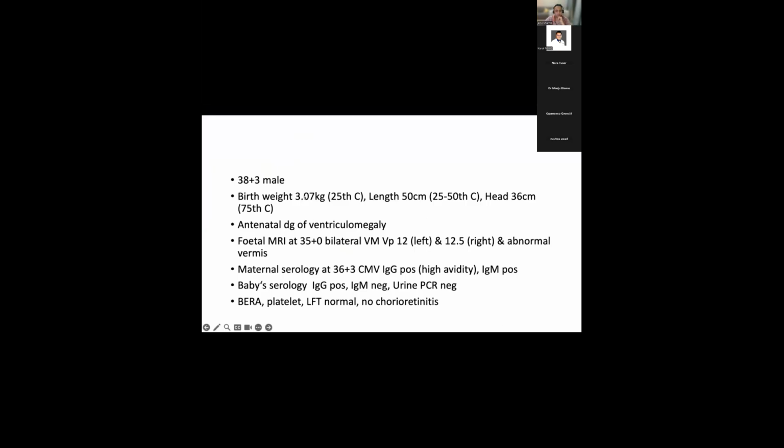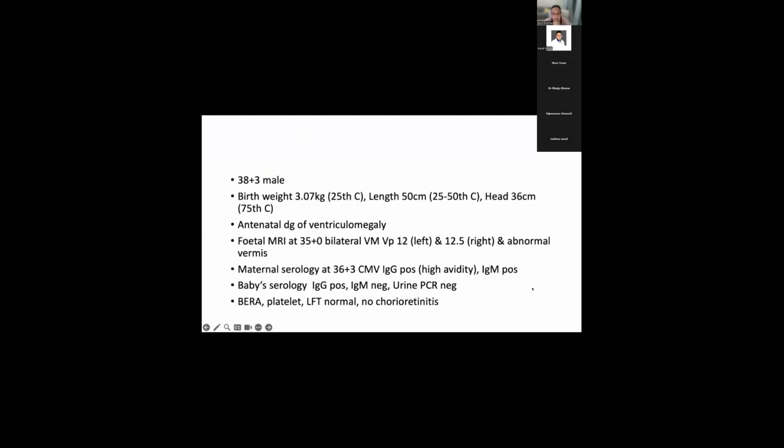Beautiful. So I'm presenting a term baby whose growth was normal for 38+3 weeks. The head was relatively large compared to the weight and the length. There was an antenatal diagnosis of ventriculomegaly, and for this reason a fetal MRI was done at 35 weeks, which showed bilateral ventricular dilatation, mild on the left, moderate on the right, and an abnormal vermis.